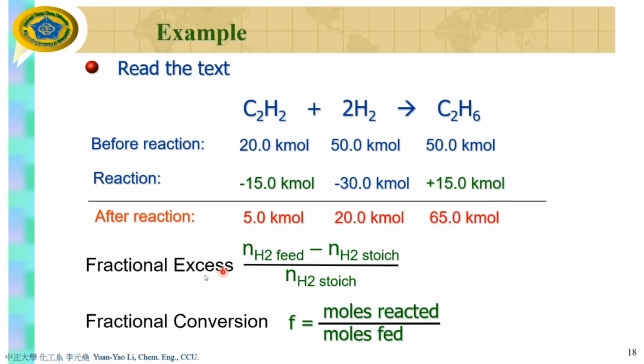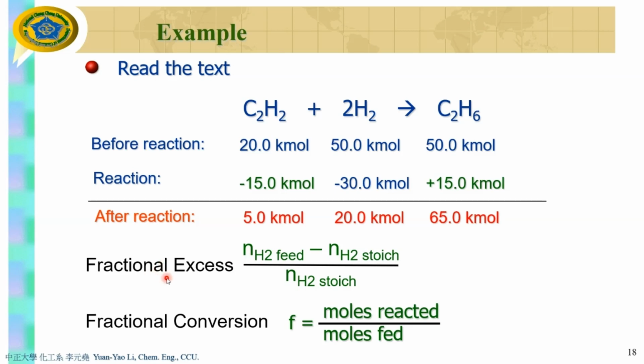And now I want to ask you about the fractional excess. For the C2H2 and the hydrogen, which one is the excess reactant? As you can see here, obviously hydrogen is cheaper, right? Hydrogen is cheaper. And if you have 20 kilomoles of C2H2 and you only consume 40 kilomoles of the hydrogen, obviously hydrogen will be the excess reactant.